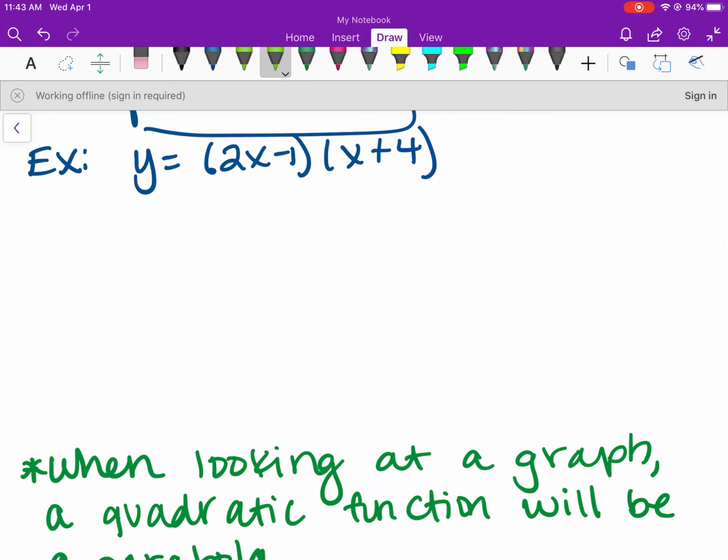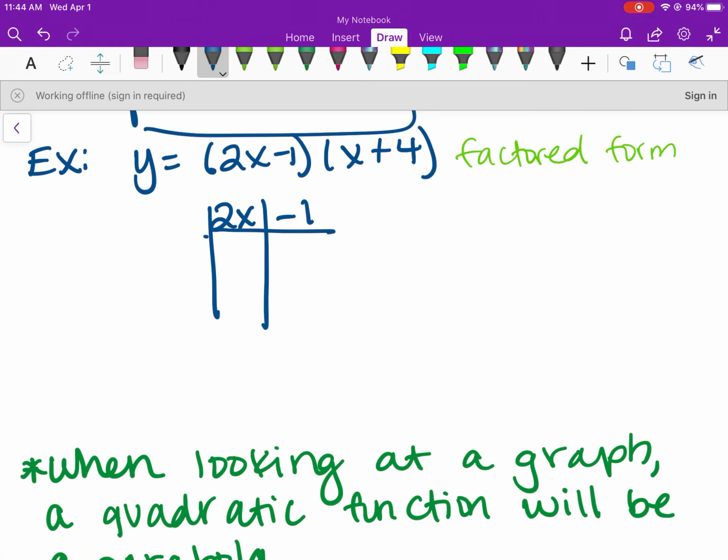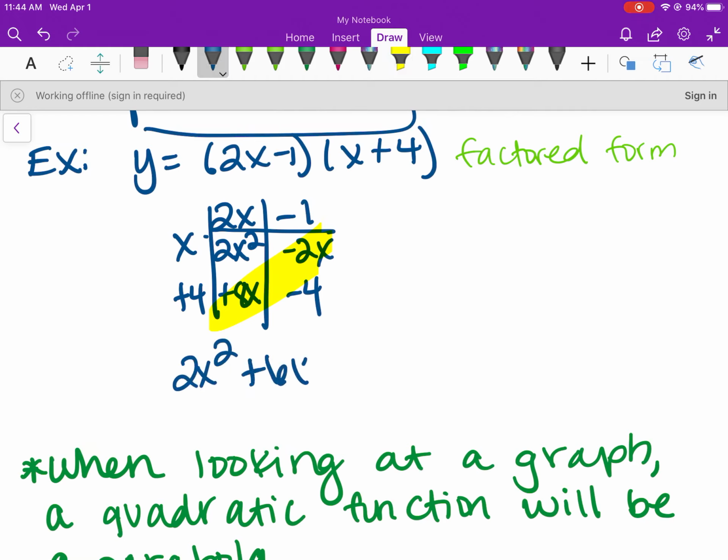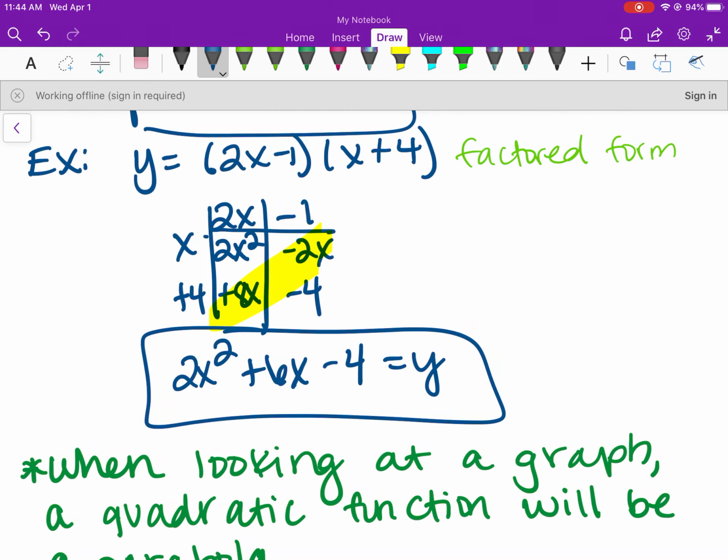Now this is in factored form, which we have seen before because we have factored. You should know that when you multiply this, you are going to get a polynomial that has a squared term. Let me just quickly remind you how I'm going to set this up. x plus 4. So 2x squared minus 2x plus 8x minus 4. These are your like terms. So this will be written as 2x squared, -2 plus 8 is 6x, minus 4 equals y. Again, that can be written in standard form, so it is a quadratic.